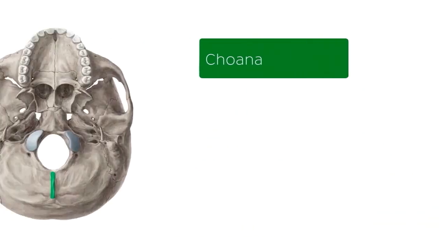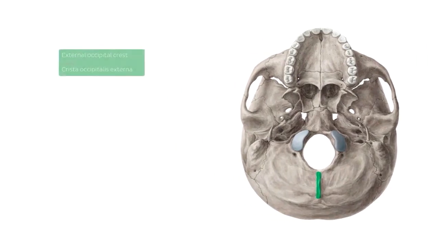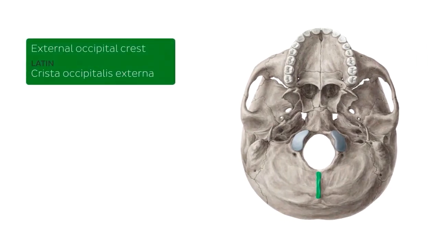Next structure is going to be the external occipital crest seen here. The external occipital crest is a ridge located on the occipital bone and is where the nuchal ligament attaches. And you notice here that this structure is located between the external occipital protuberance, which is the structure here, and also this foramen here, the foramen magnum.